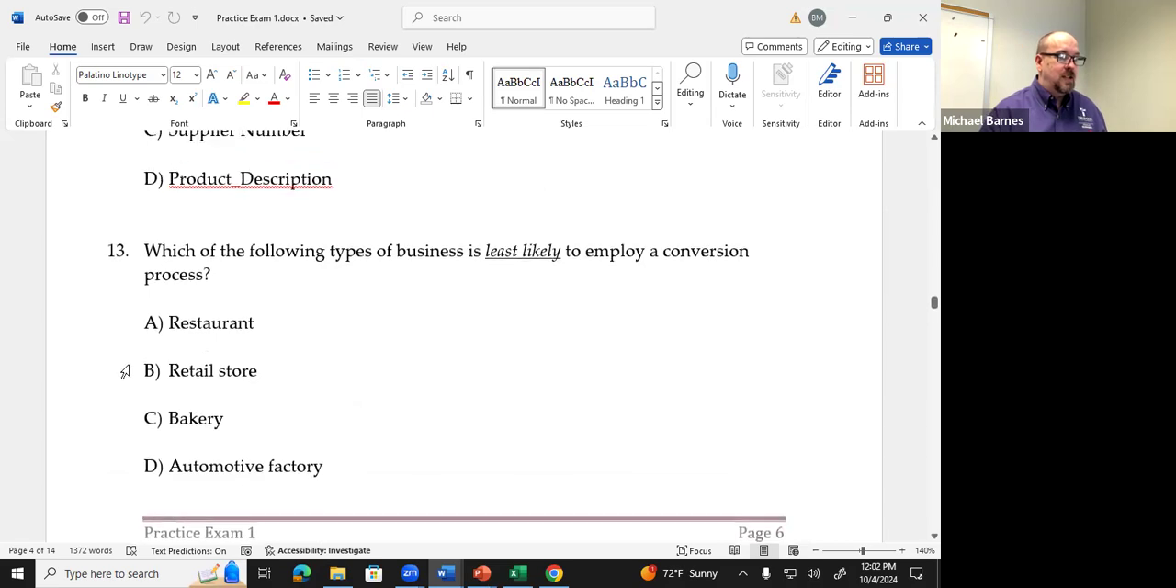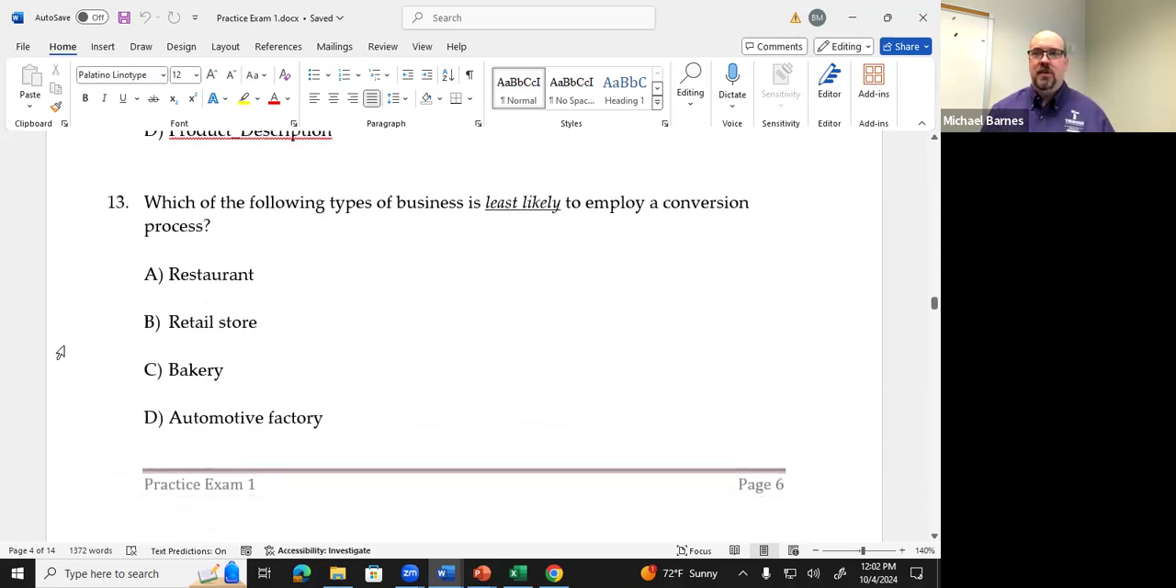Which of the types of businesses is least likely to employ conversion process? What does conversion process represent? What type of business? Manufacturing, okay? Because remember, we talked about different types of business processes. We talked about service lines. We talked about merchandising, manufacturing. Conversion is primarily manufacturing. So is restaurant manufacturing?